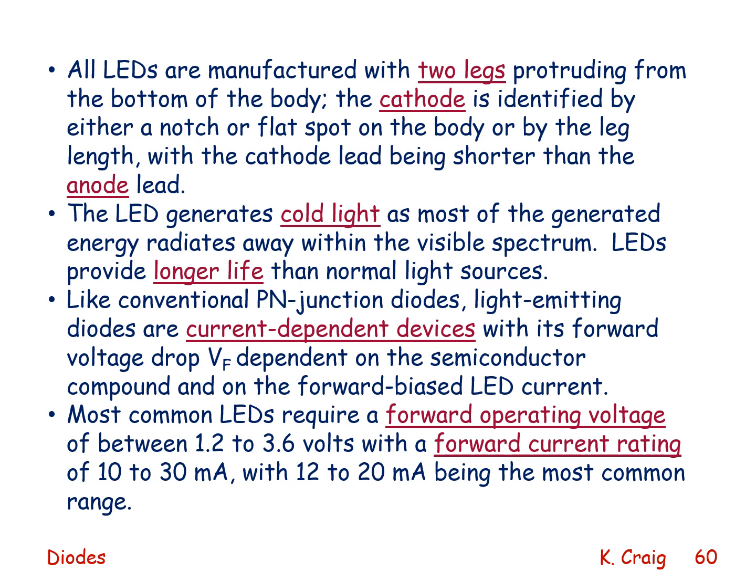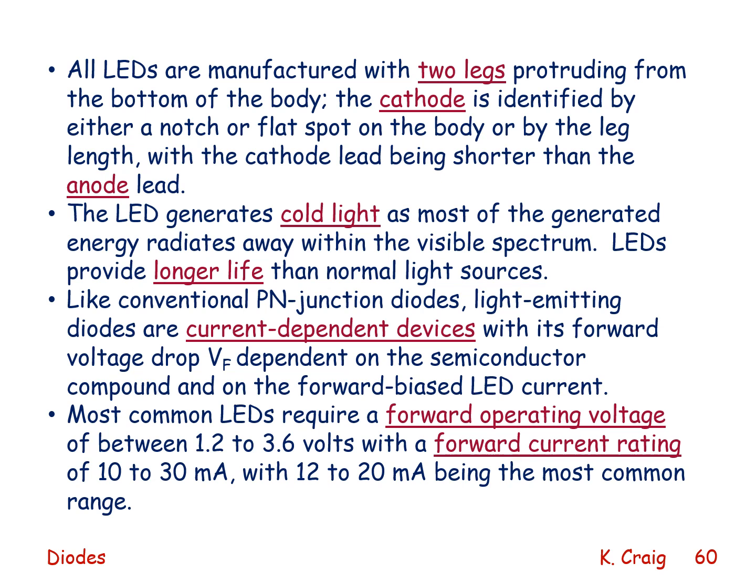All LEDs are manufactured with two legs protruding from the bottom of the body. The cathode is identified by either a notch or flat spot on the body or by the leg length, with the cathode lead being shorter than the anode lead. The LED generates cold light, as most of the generated energy radiates away within the visible spectrum. LEDs provide longer life than normal light sources.